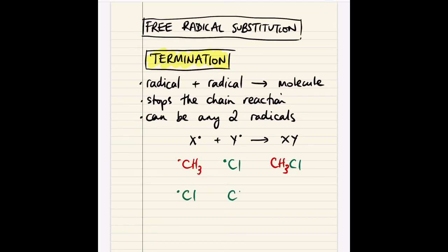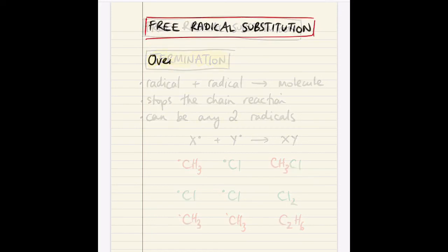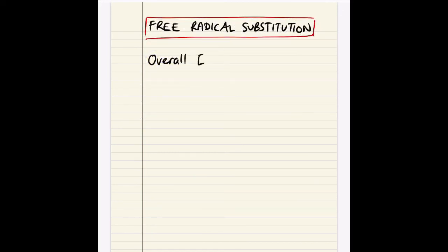Other examples we could have here, we could have two chlorines coming together to make Cl2. Again, the Cl2 is relatively unreactive in this situation, so therefore that's our termination step. And the same, we could have two methyl radicals coming together to make ethane, so that would be another termination step. So we've looked at the three stages of free radical substitution: initiation, propagation and termination steps.